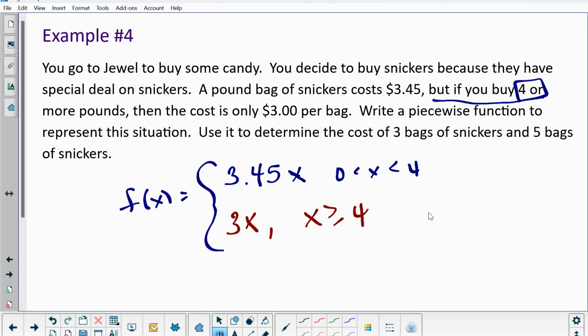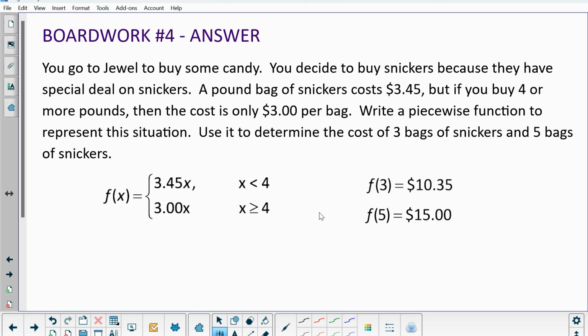So now once you've figured this part out, then you can use it to figure out the cost for each situation, okay? So here's the answer again. I already had it worked out over here, so I wanted to show you the answers. So if it is less than 4 pounds, so 3 pounds, it's going to be $10.35. And if you buy 4 or more pounds, so our 5-pound example, then that's going to cost us $15.